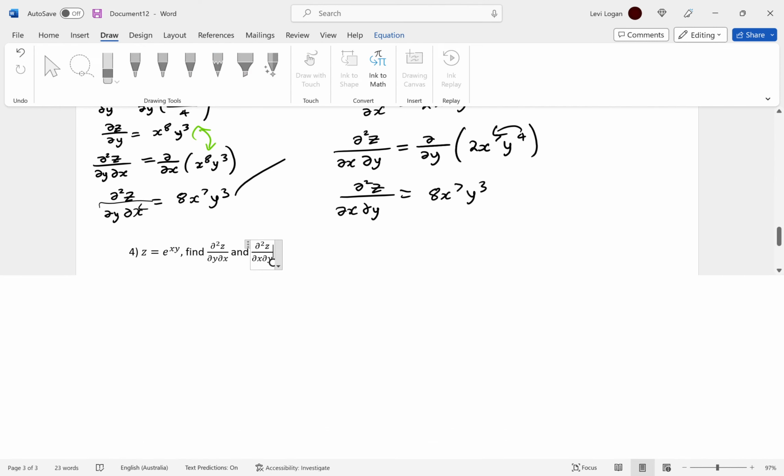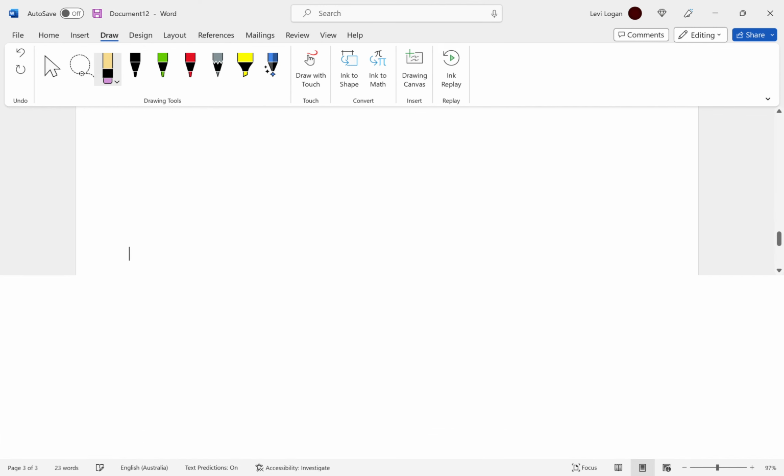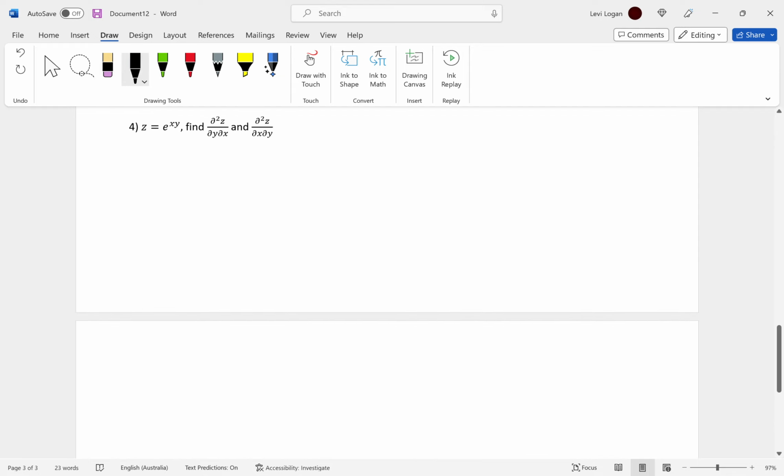Let's get some more room for 4, because 4 is going to take a bit. Alright, so if you want to have a go at question 4, feel free to have a go at question 4 without me, and then I'll start solving it. Alright, so this one, same thing, mixed derivatives. Let's do this one first. So differentiate the whole thing with respect to y. So delta z over delta y. Differentiate the whole thing with respect to y.